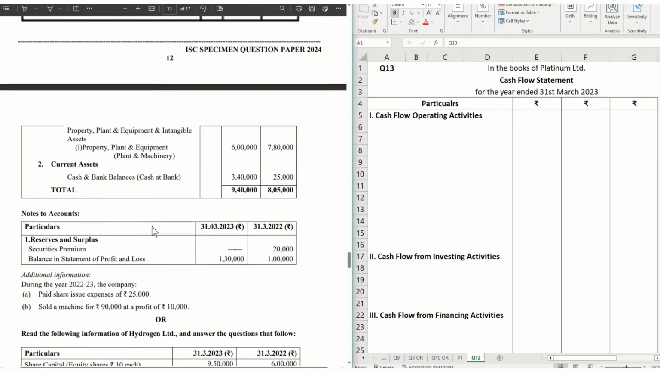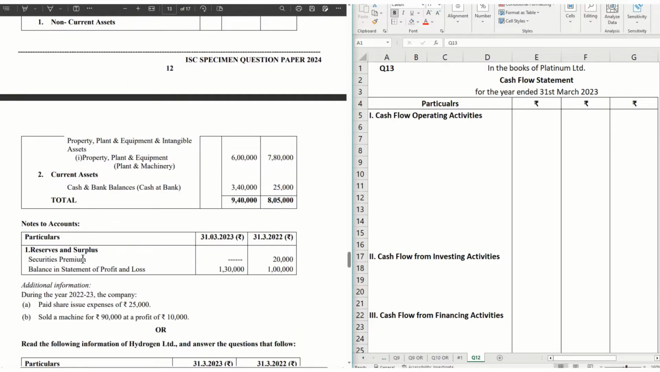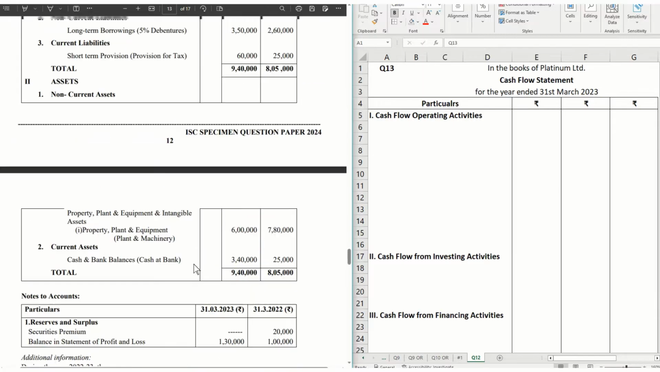So let's get started. First calculation generally we do is of net profit before tax. However, we can take a different approach here and do it item by item as we go along. On the share equity capital, we don't have any change here, so nothing comes in the cash flow statement. Reserves and surplus, we have note number 1. Let's go there. We have securities premium, which were 20,000 but not there anymore. So these are used up.